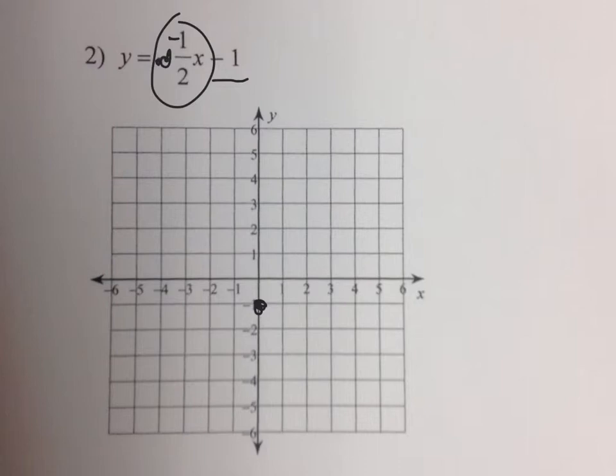And again, I start at my first dot. So I go down 1. Positive 2 means I'm going to go to the right 2. 1, 2. And I put my dot. I'm going to do that again. Down 1. Over 2. Put another dot.